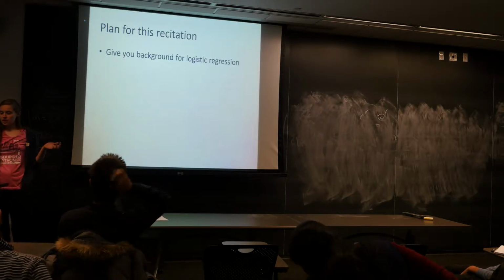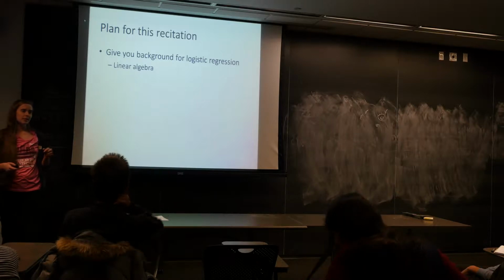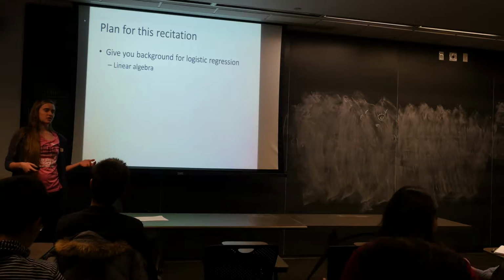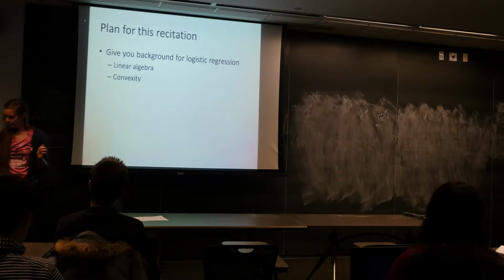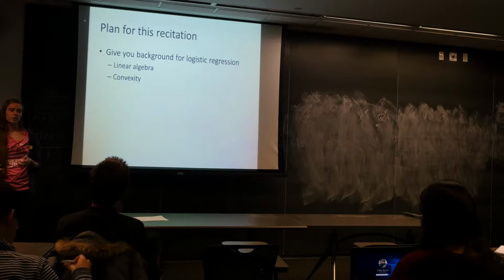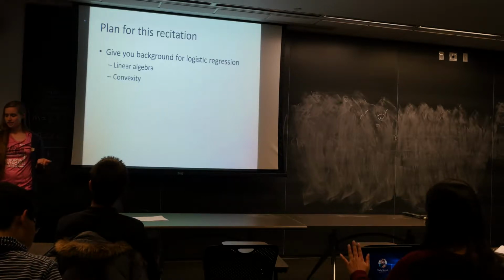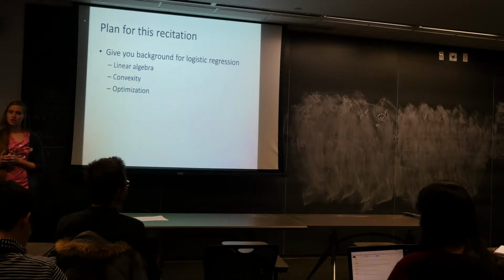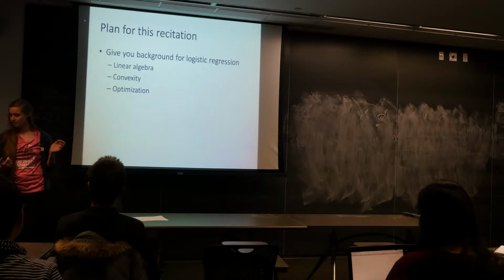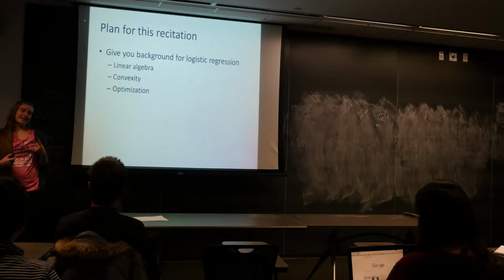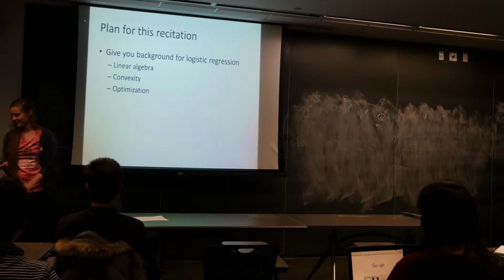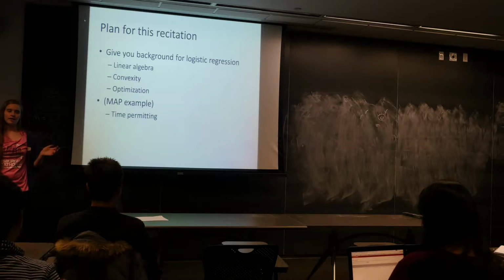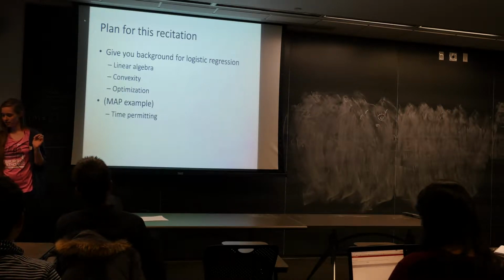First, linear algebra, but mostly we just want to make sure that you understand the concept of taking a derivative, especially with respect to a vector. Then convexity: we'll go over what a convex function is, why convexity is important, and how you can determine if a function is convex. For optimization, the only technique we'll talk about is gradient descent, which relies on knowing how to take gradients and on the function being convex. So everything comes together. Then if we have time, at the end we'll go through an example of taking a maximum a posteriori estimate.